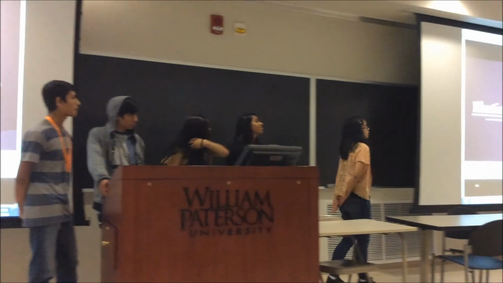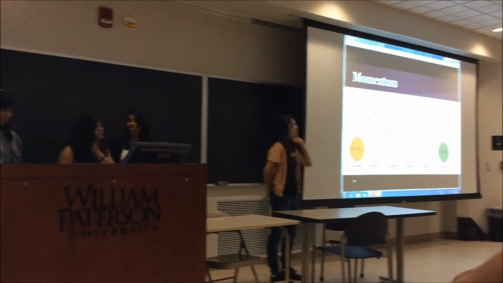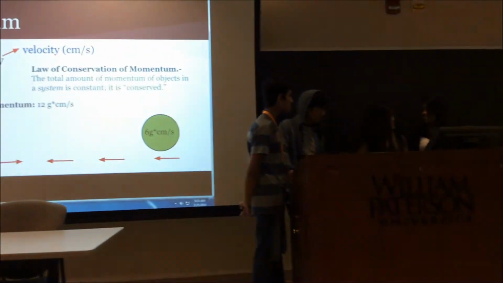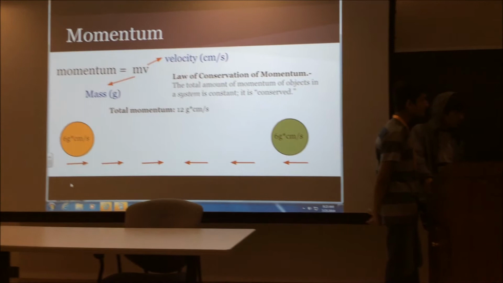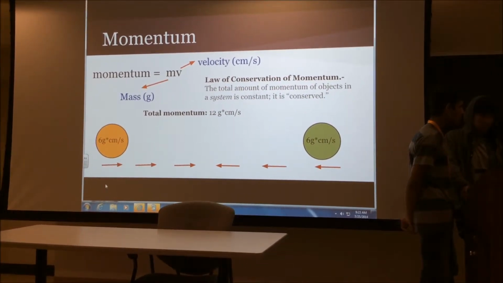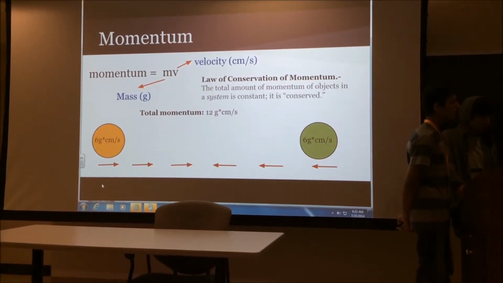Another thing that we learned this week was elastic collisions. It has to do with momentum, and when we have 2 objects colliding with each other. The definition of momentum is the mass times the velocity of an object. Mass is in grams, to be converted to kilograms, but we have to measure the velocity in centimeters per second.